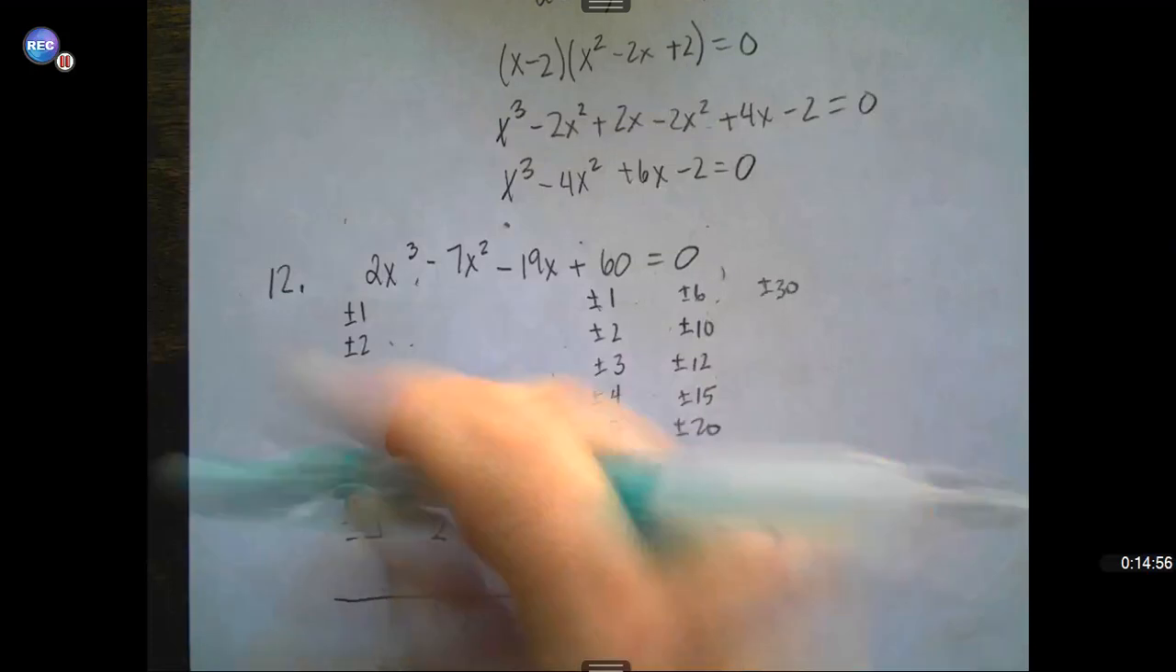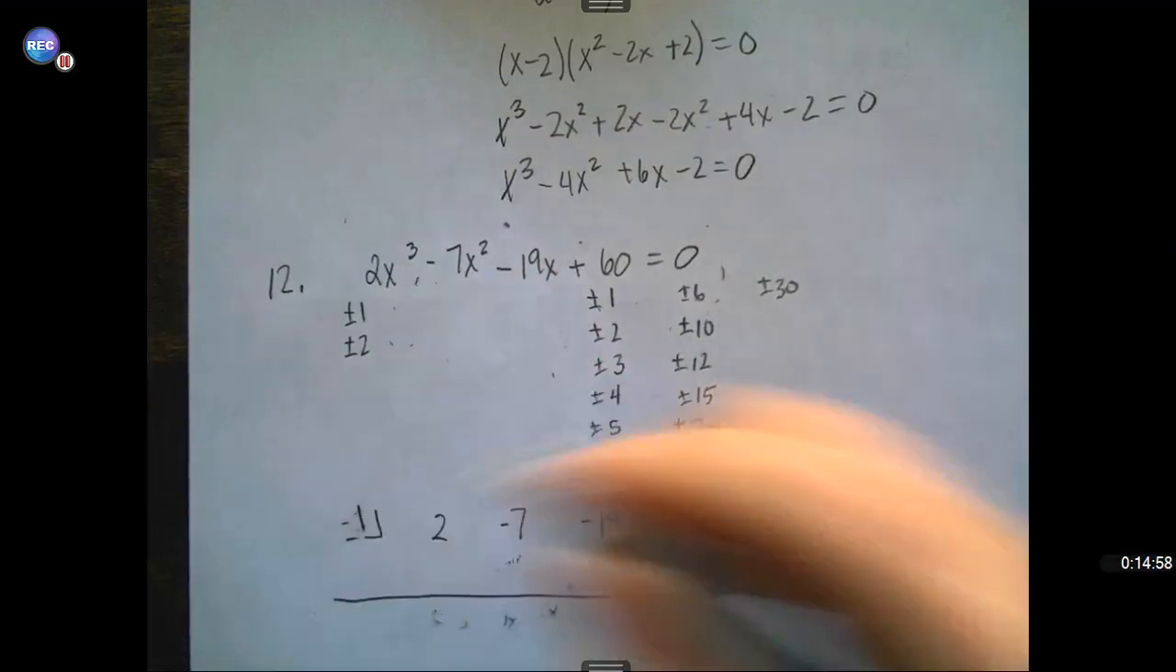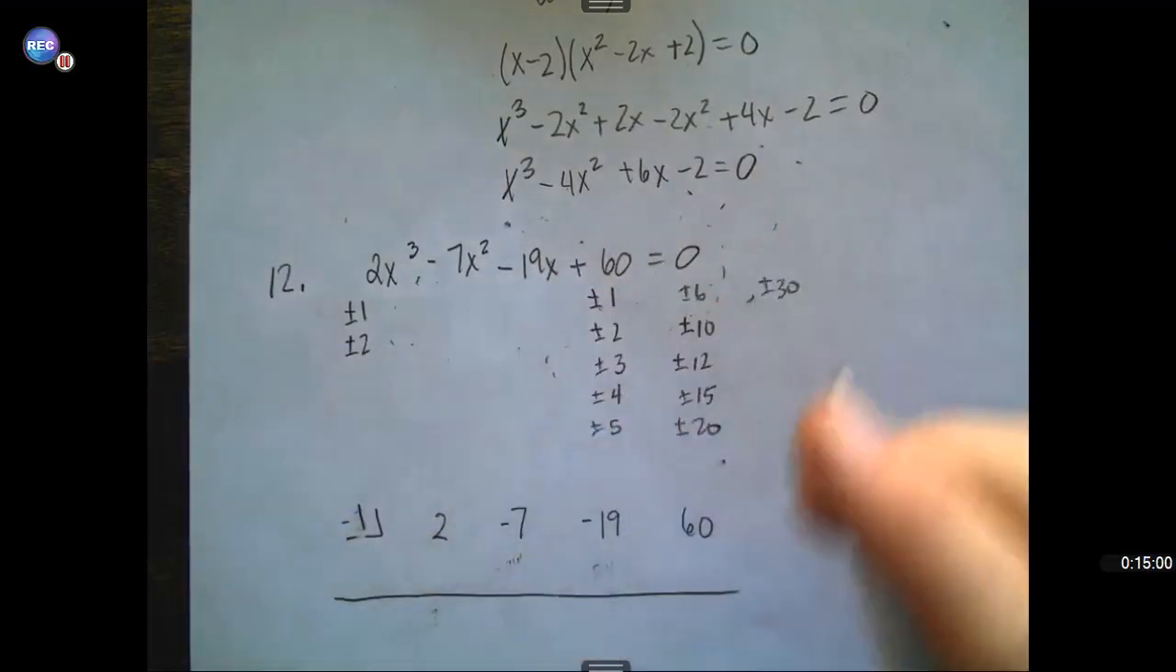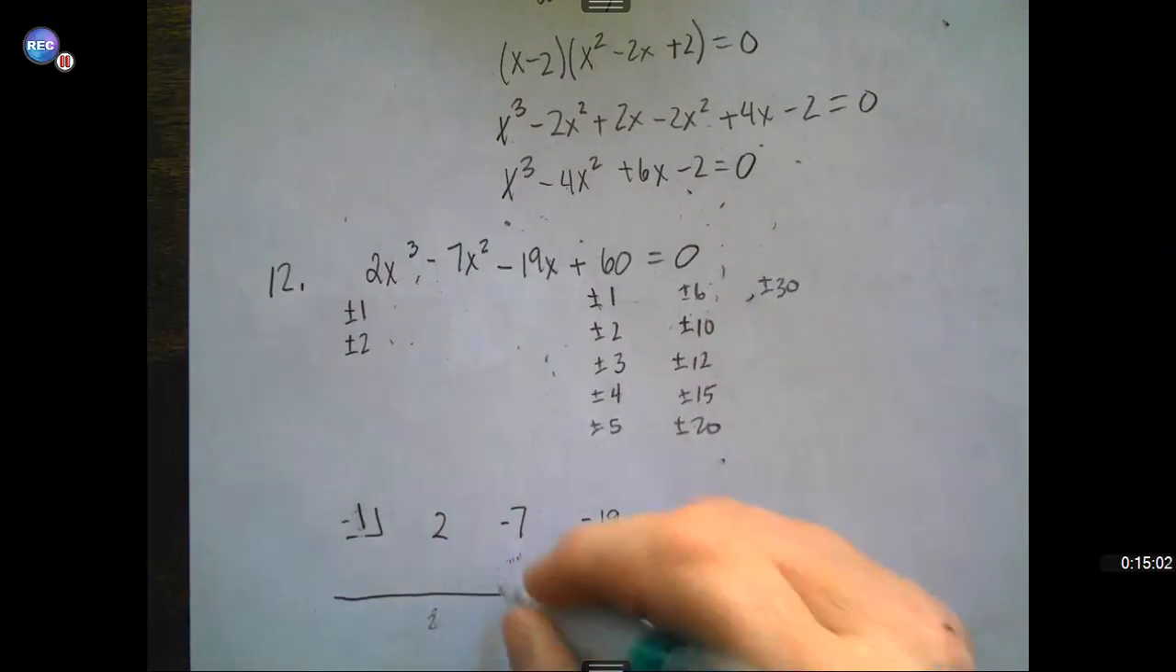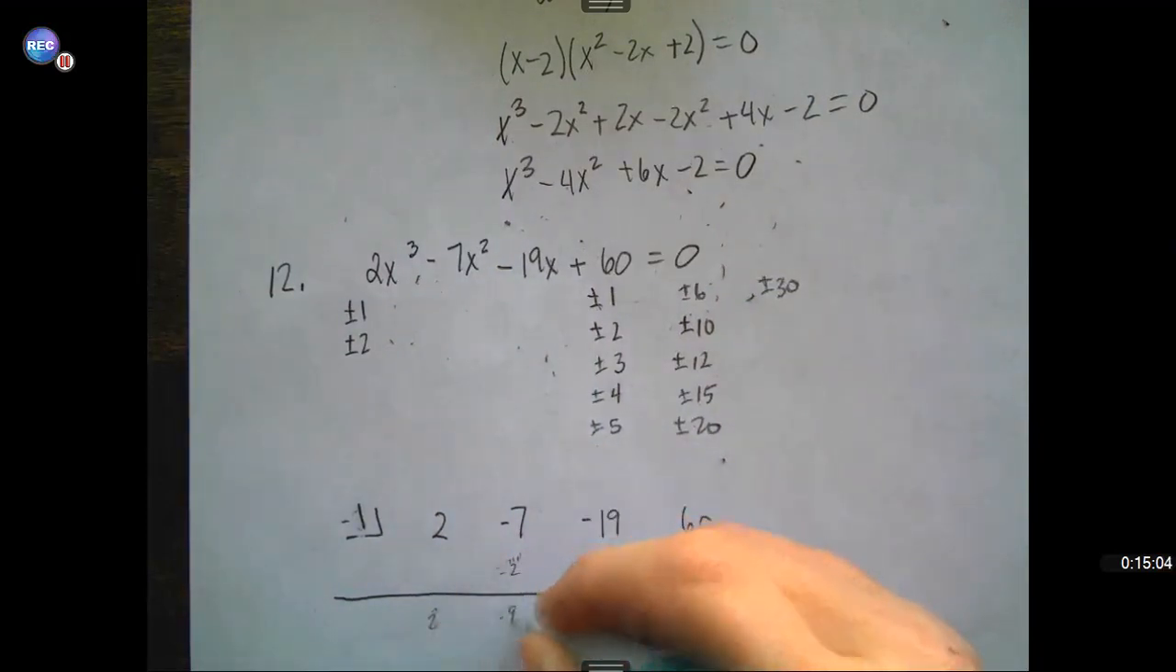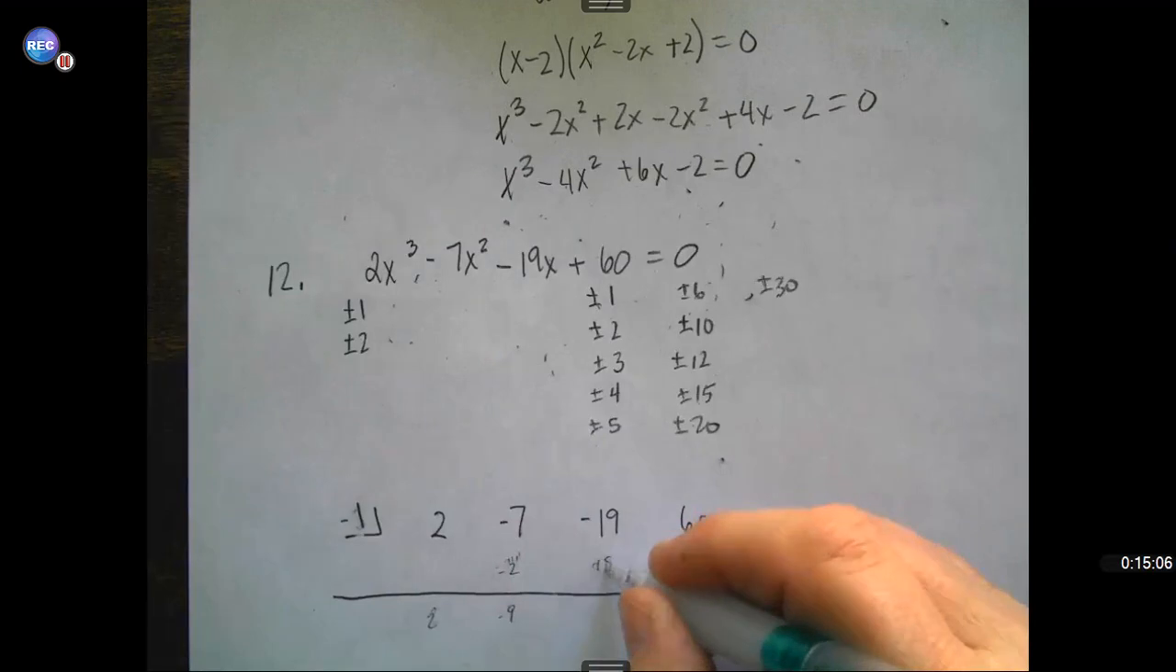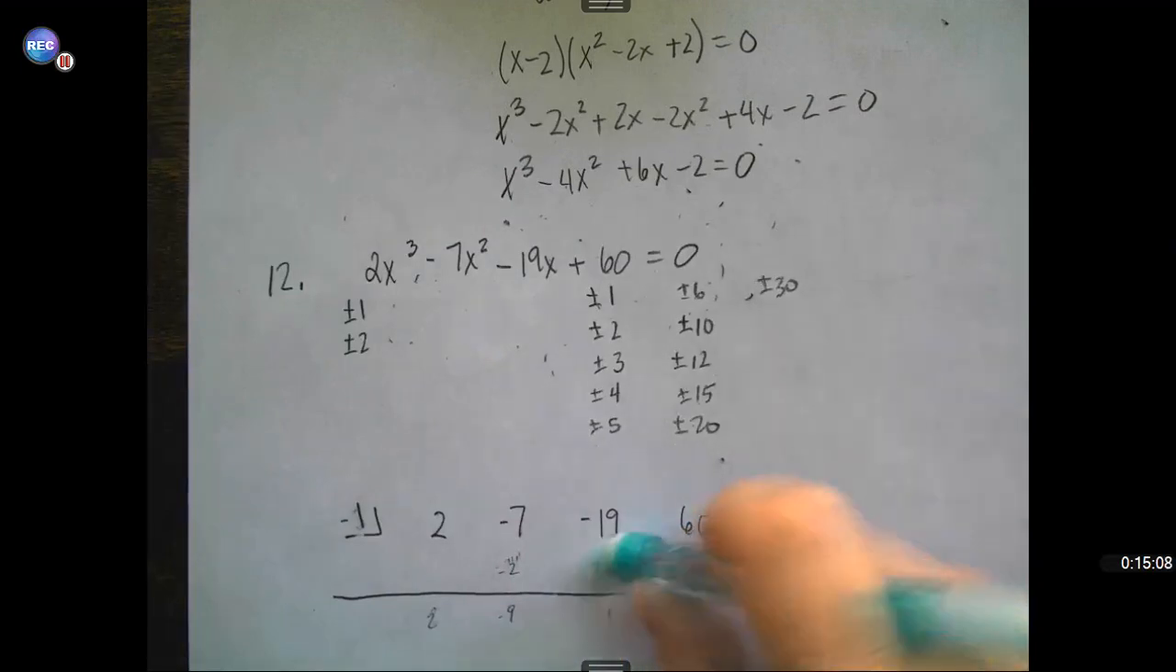This is going to be it, but let's try negative 1. 2, negative 2, negative 9, 18, negative 1. No, that's not going to work.